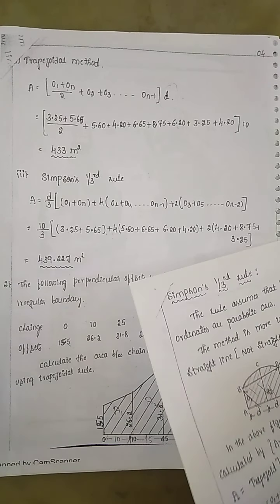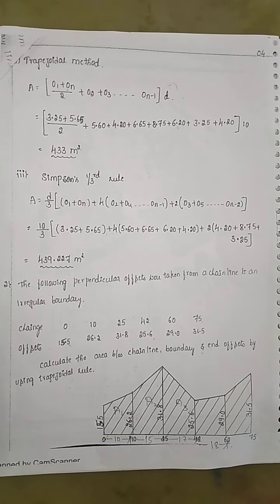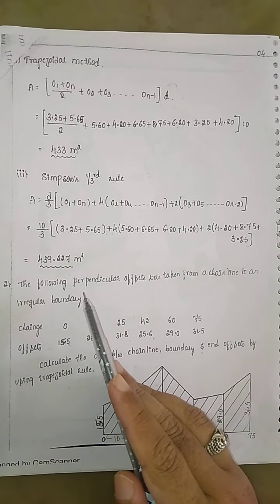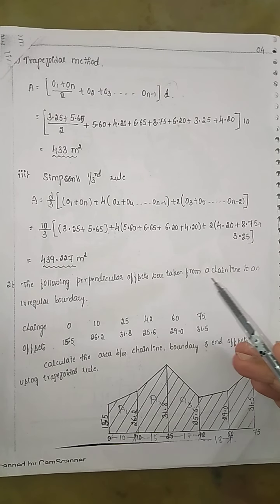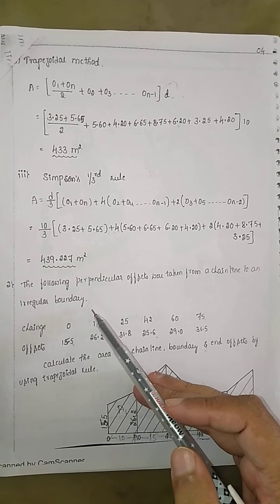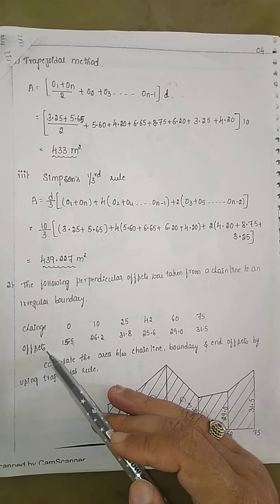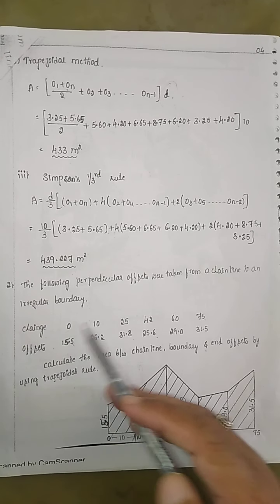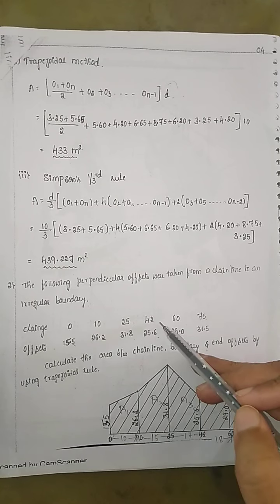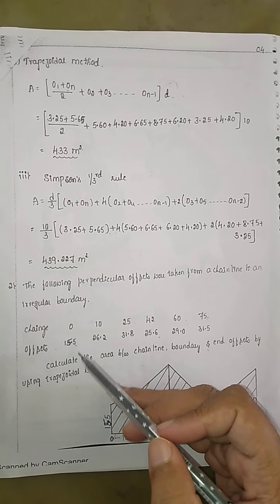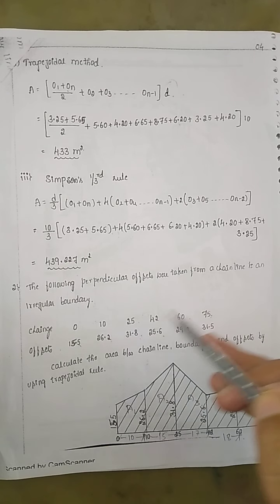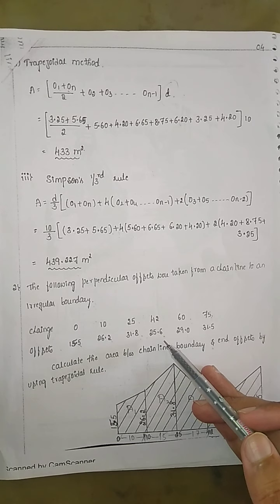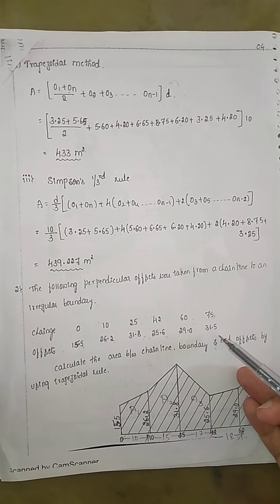Now we will be solving some three or four problems in today's class in order to understand well. The following problem we have already solved. The following perpendicular offsets were taken from a chain line to an irregular boundary. They have given the chainage and then the offset length. The chainage is 0, 10, 25, 42, 60 and 75. Corresponding to 0, the offset length is 15.5, then 26.2, 31.8, then 25.6, then 29, then 35.